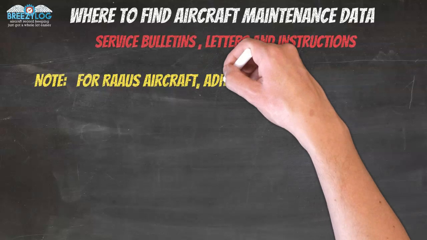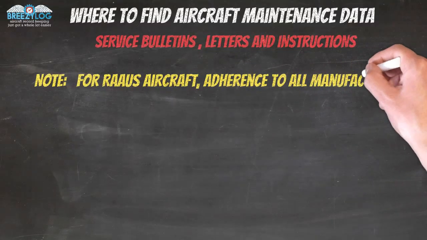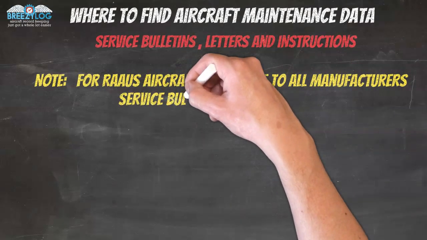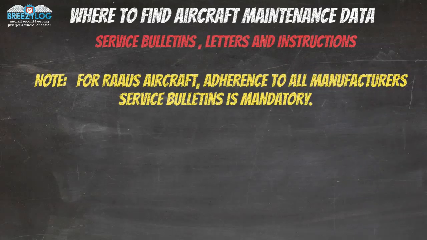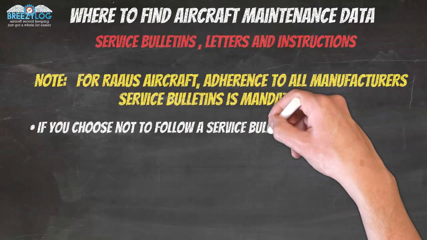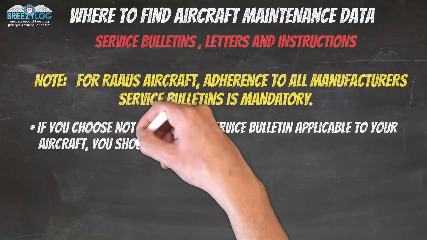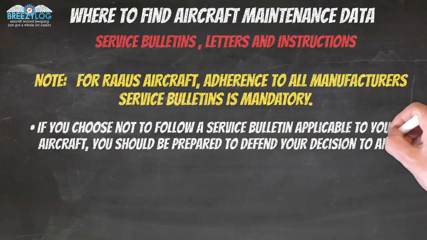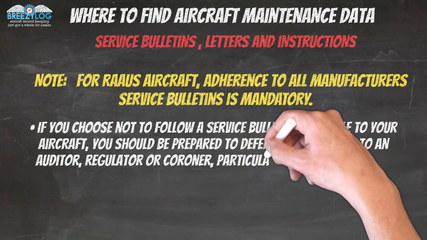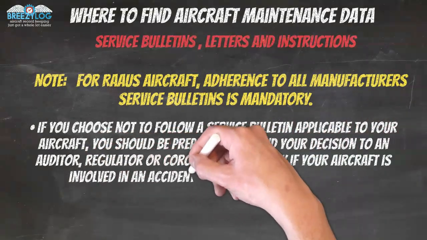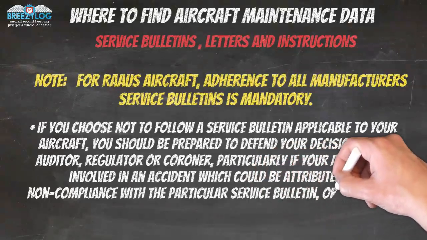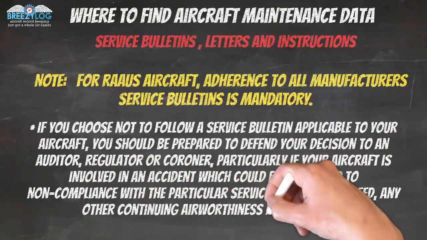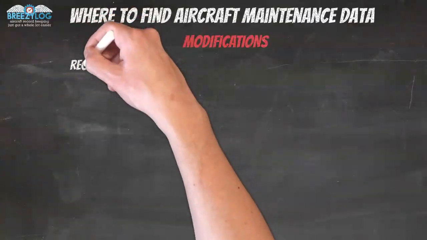Note: for recreational aircraft, adherence to all manufacturers' service bulletins is mandatory. If you choose not to follow a service bulletin applicable to your aircraft, you should be prepared to defend your decision to an auditor, regulator or coroner, particularly if your aircraft is involved in an accident which could be attributed to non-compliance with the particular service bulletin, or indeed, any other continuing airworthiness requirements.